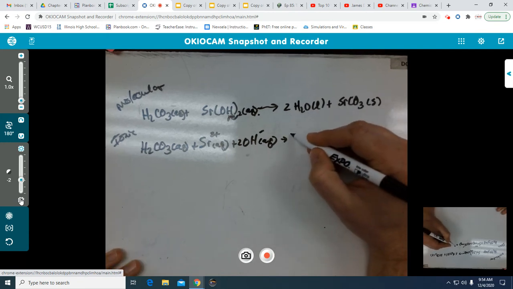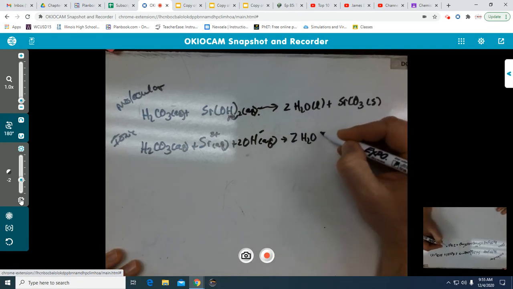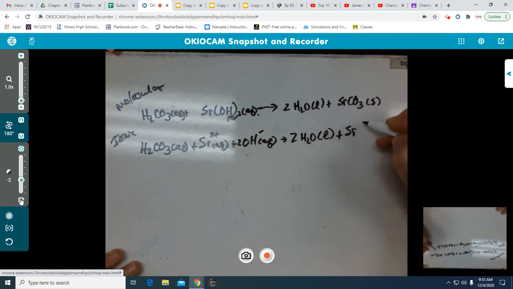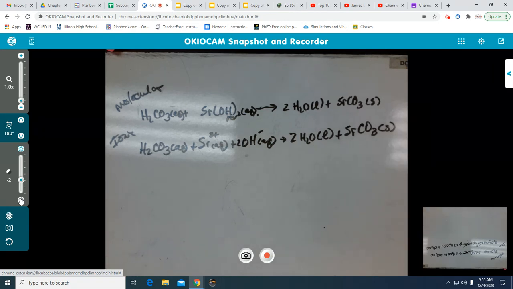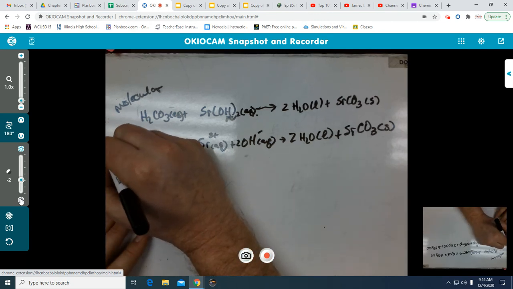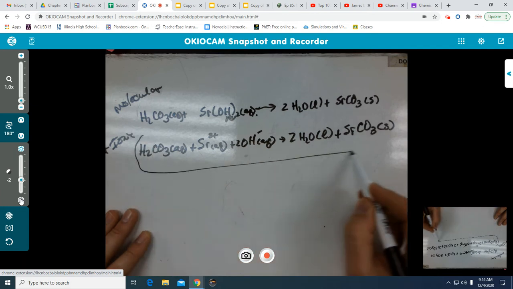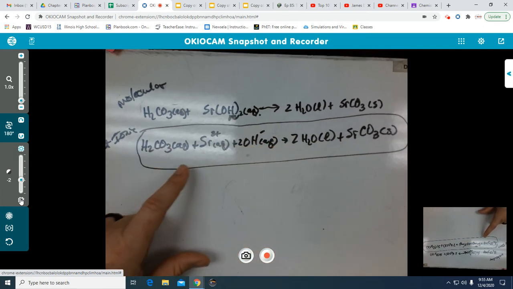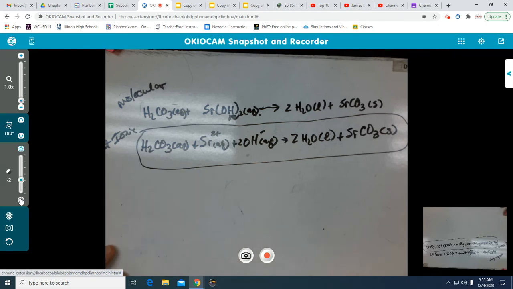Yields 2H2O, which cannot be dissociated because it's a liquid, plus strontium carbonate, which is a solid and can also not be dissociated, because we cannot dissociate liquids or solids. So what we wrote initially as our ionic equation actually becomes our net ionic equation. You cannot break these down. You cannot remove any spectator ions.